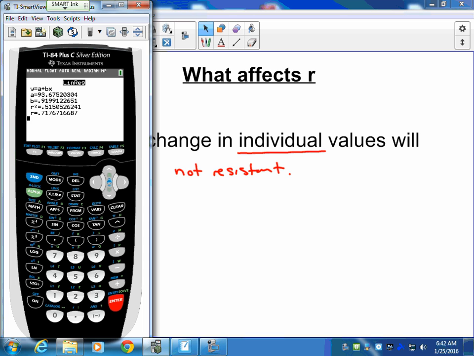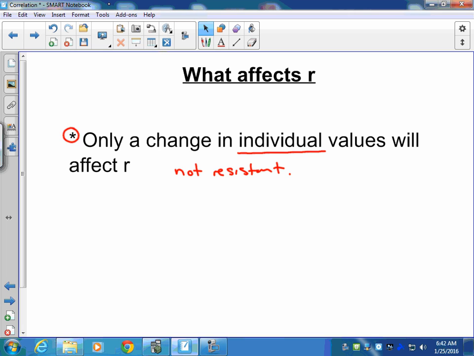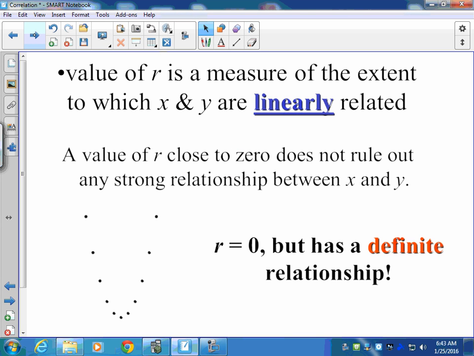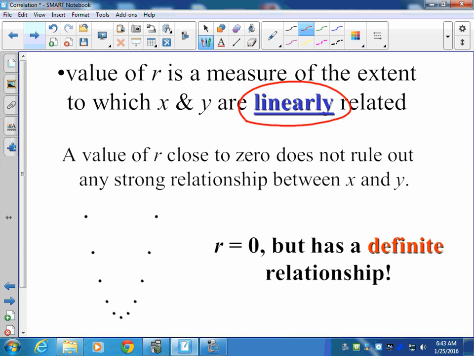So any manipulation we make to an entire set of values, both X and Y, has no effect on the R value or the correlation between those two, because of how the formula normalizes all of those values overall. Now, one reminder that I want to give you is this is only for linear data. We're talking about the linear relationship overall.